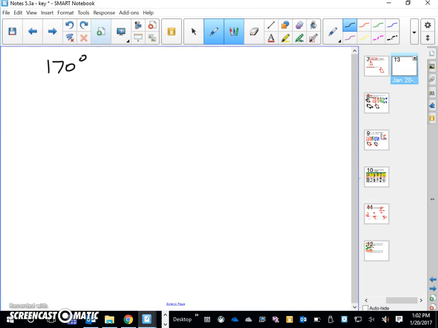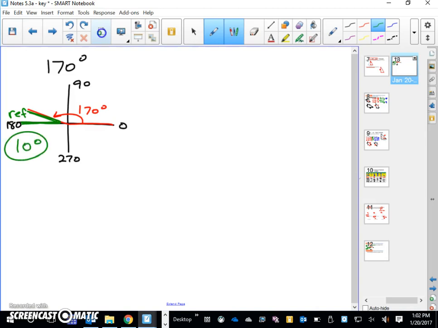Out in the margin, somewhere to the side, you've got some room. Just draw a quick little picture of 170. Here's 0, 90, here's 180, 270. I would know that 170 takes me about right there. The question becomes, how far away from the x-axis are we? That's your reference angle. So do that in your head. What is it? 10 degrees. That's the reference angle.